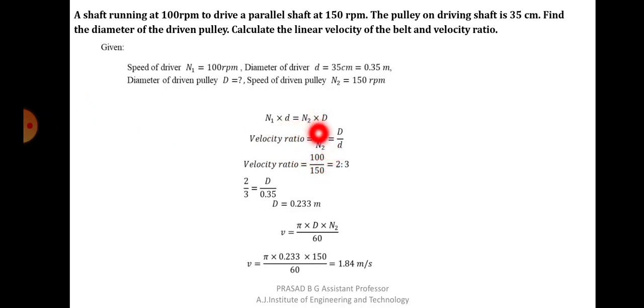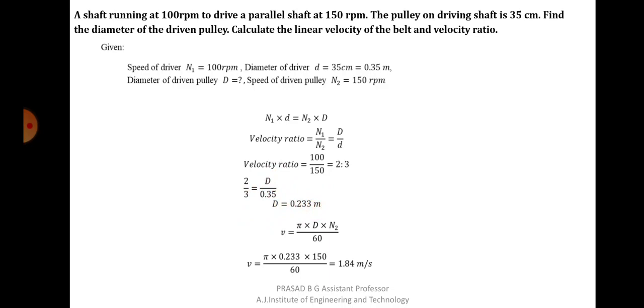I think you understand what we have done here. Velocity ratio is equal to n1 by n2, which is equal to D by d. We neglected this part first and took only n1 by n2, so that we get the velocity ratio as 2:3 or 2 by 3. Now taking the same formula again, n1 by n2 is equal to D by d. 100 by 150, meaning 2 by 3, is equal to D by 0.35. So capital D is equal to 0.233 meter. So we are finding the value of D.